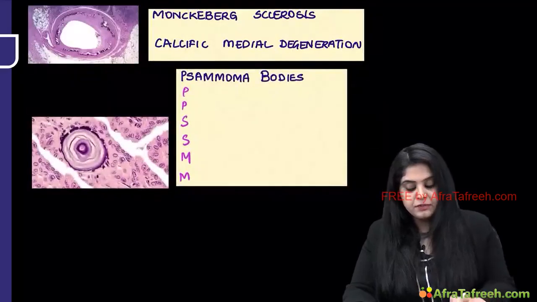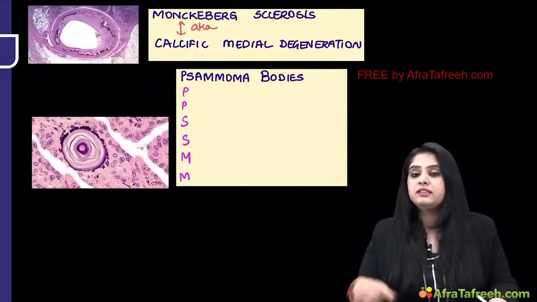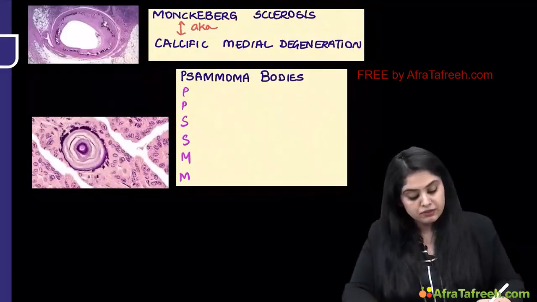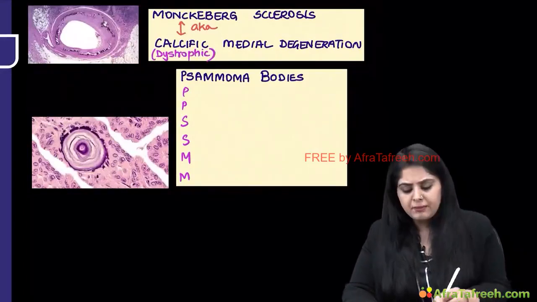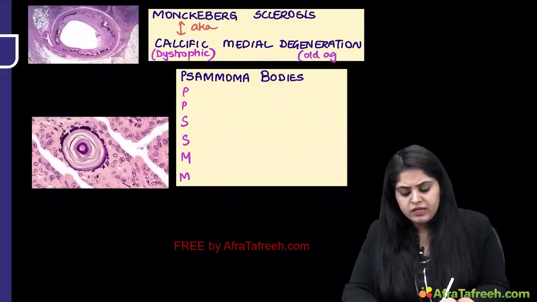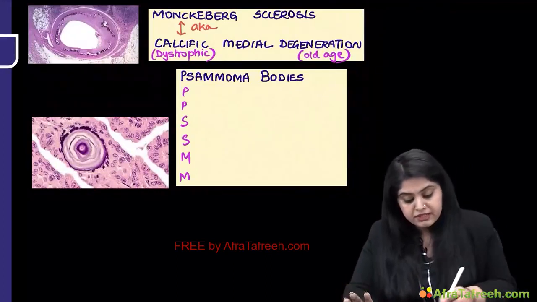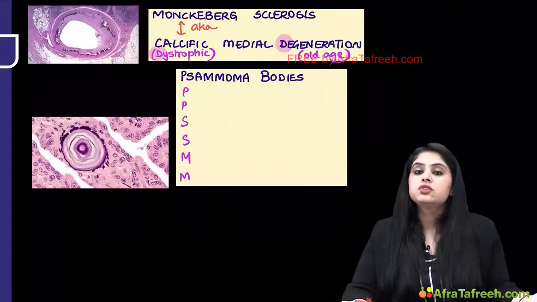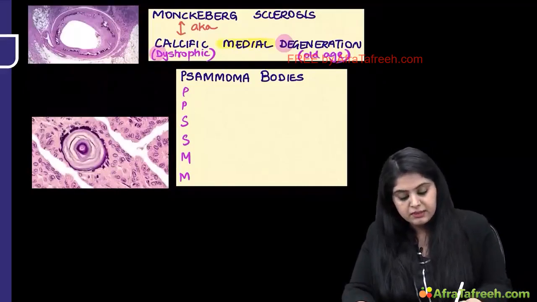Look at this. This is a picture of Monckeberg sclerosis. Remember, Monckeberg sclerosis is also known as CMD. I'll explain this word. What do you mean by CMD? Please note. C for calcific. I've already told you which calcification? Dystrophic calcification. So they will ask you, why is this happening? Nothing. It is degeneration. In old age everyone is going to have this. It's a degenerative phenomenon. The name only has degeneration in it. So which calcification will it be? Dystrophic calcification. And where is it occurring? Medial. Medial means in the tunica media of the blood vessel.